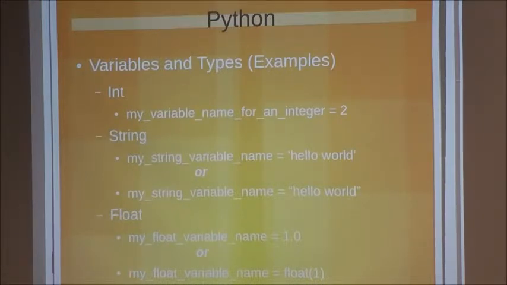The next one, string. So maybe student name equals, and then whatever the name is. Very simple as well. Put it in quotes, single quotes, double quotes. Doesn't really matter. Floating point numbers: again, you just type in the number, like 1.0, or float 1.